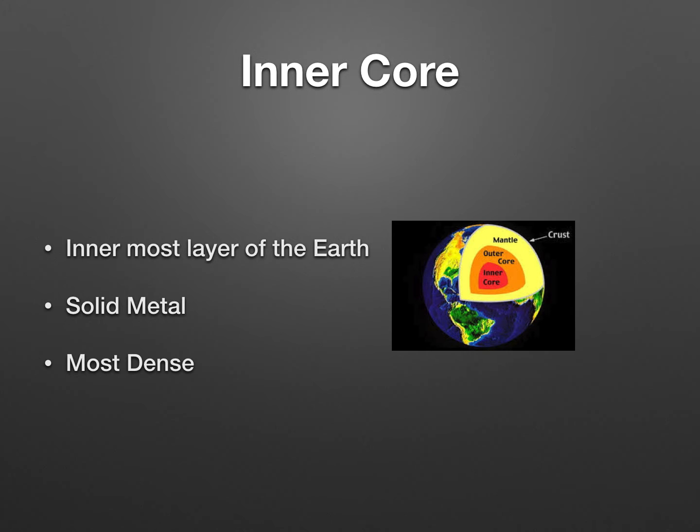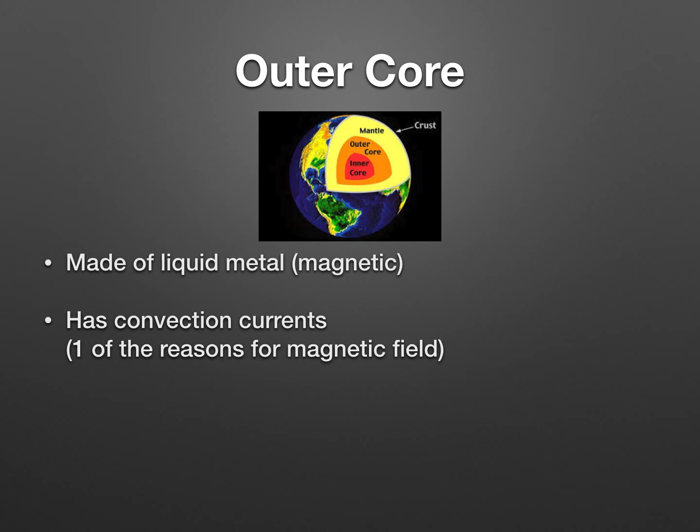Now, for the type of metal, there's iron and other such metals, but in 6th grade, you just need to know it's solid metal. The next is the outer core. The outer core surrounds the inner core. That's why it's called the outer core, because it's the outermost part of the core. This is where the metal begins to liquefy, and its composition is liquid metal, and it has convection currents in it because it's a liquid.